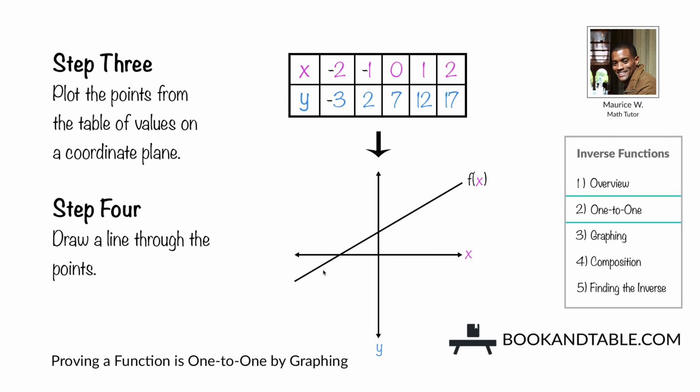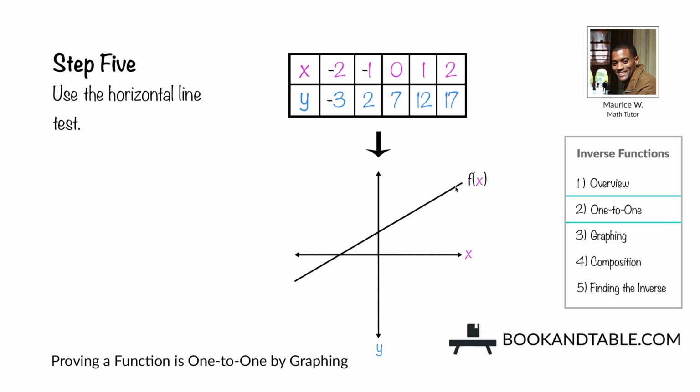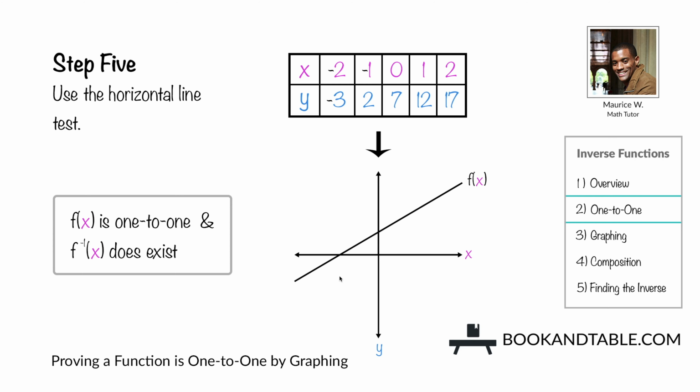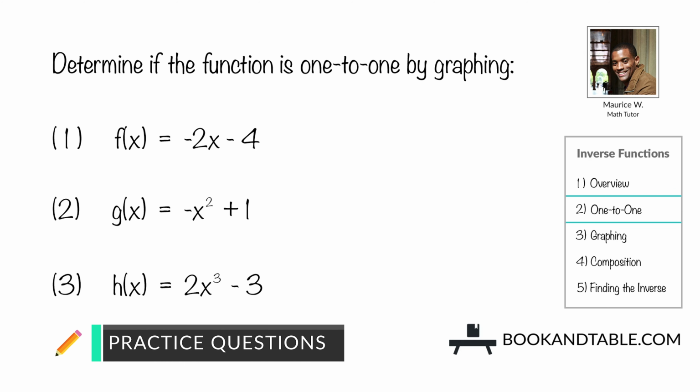So now that we've drawn a straight line through the points, step 5 is to use the horizontal line test. And when we do so, we see that this line will not cross more than 1 point at a time anywhere along the curve. That shows us that f of x is 1 to 1, and f inverse of x does exist. So that is how you go about proving a function is 1 to 1 by graphing. Let's now have you complete a few practice questions.